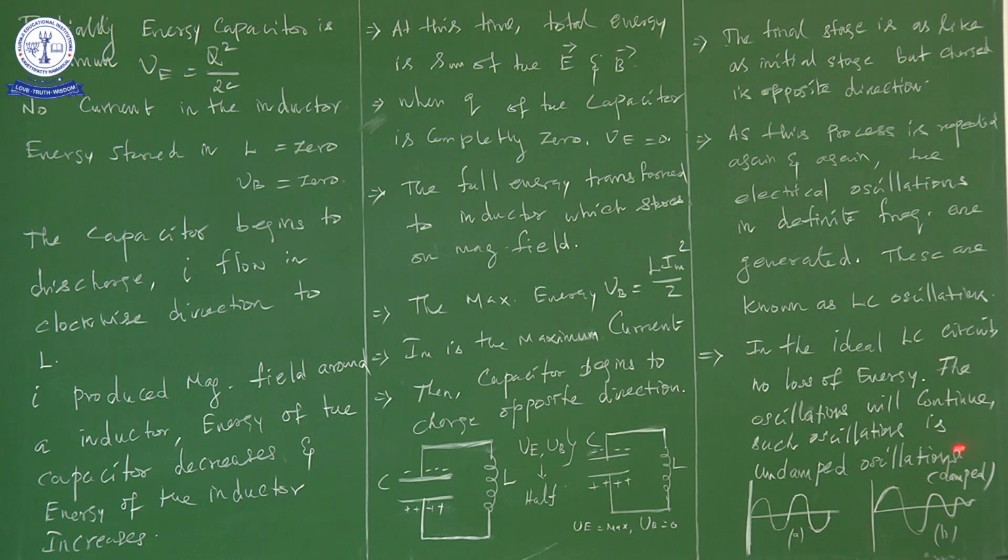So damped oscillations are due to the energy loss from the resistance present in the inductor. Undamped oscillations are only possible for the ideal LC circuit. An ideal LC circuit has zero resistance. The resistance of the inductor will be zero, and that is what we call an ideal circuit.